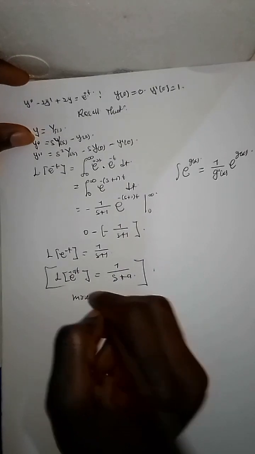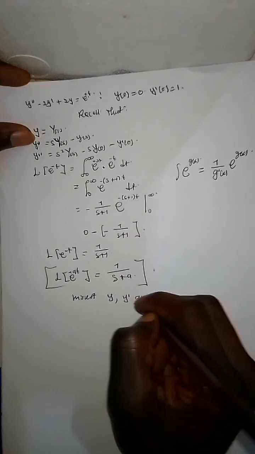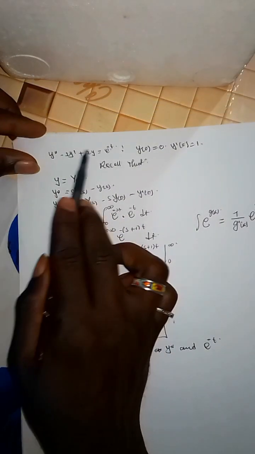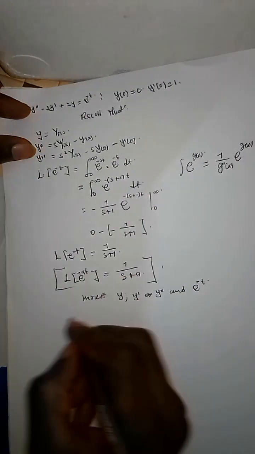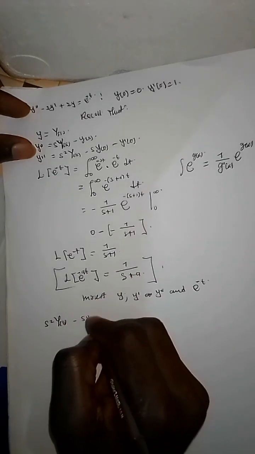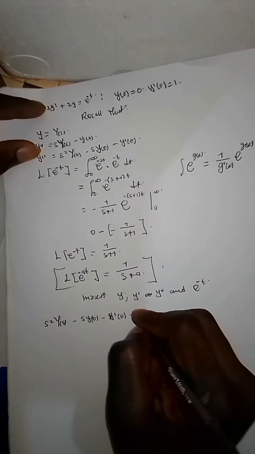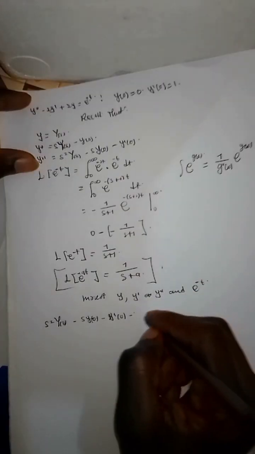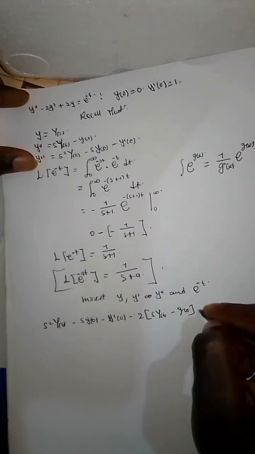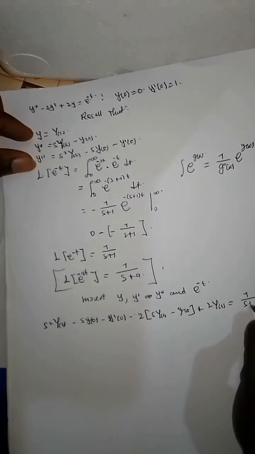Now if we insert the Laplace transform of y prime, y prime prime, and e to the negative t into this differential equation, we will have that of y prime prime will be s squared Y of s minus s y of 0 minus y prime of 0, minus, there is a 2 here, so we'll have 2 times s Y of s minus y of 0, plus this 2 Y of s equal to 1 all over s plus 1.